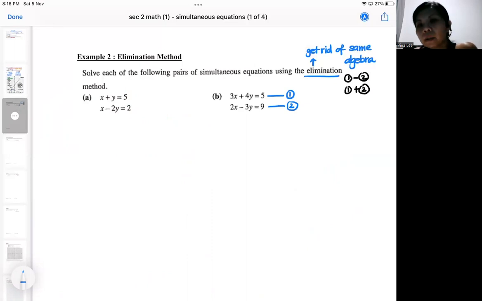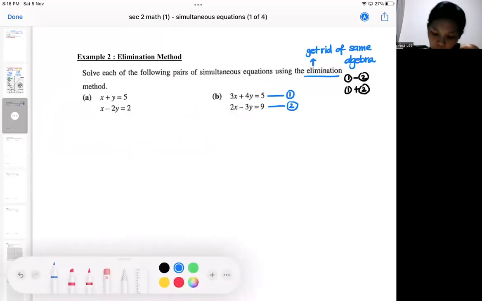Okay, but if you observe this, right, you don't have any same algebra because this is 3x, this is 2x. And then this is plus 4y, this is negative 3y. You actually don't have same algebra. So when you don't have same algebra, you can make the same algebra happen.